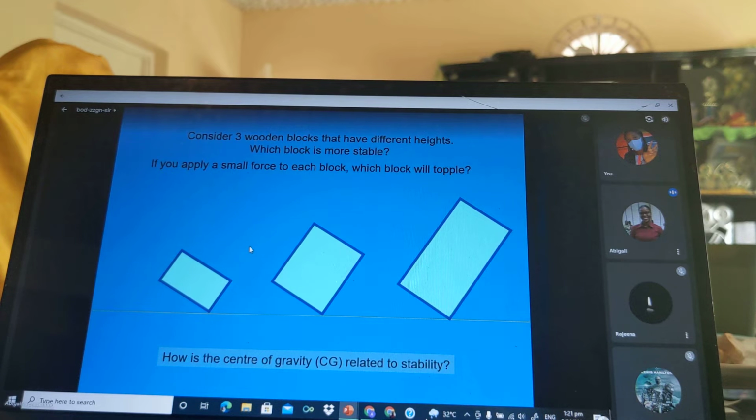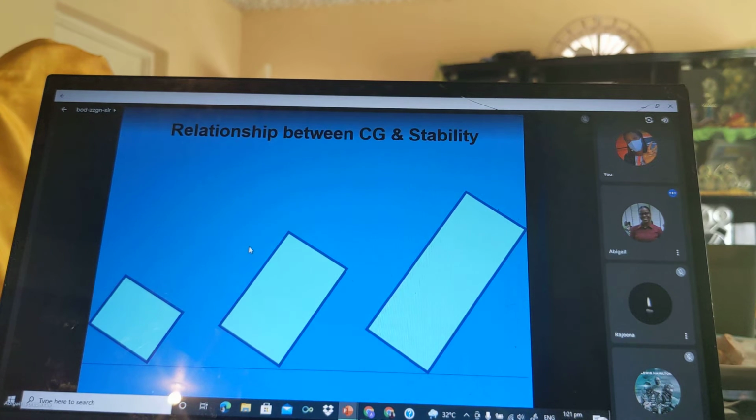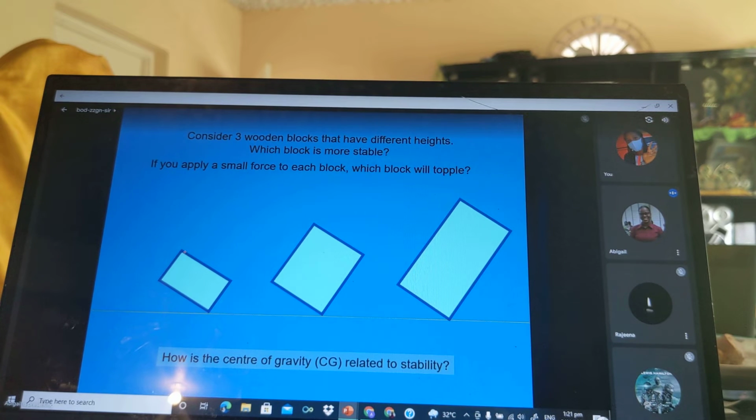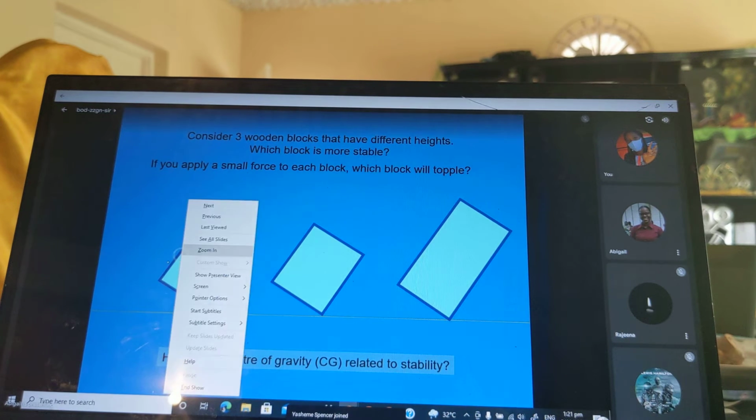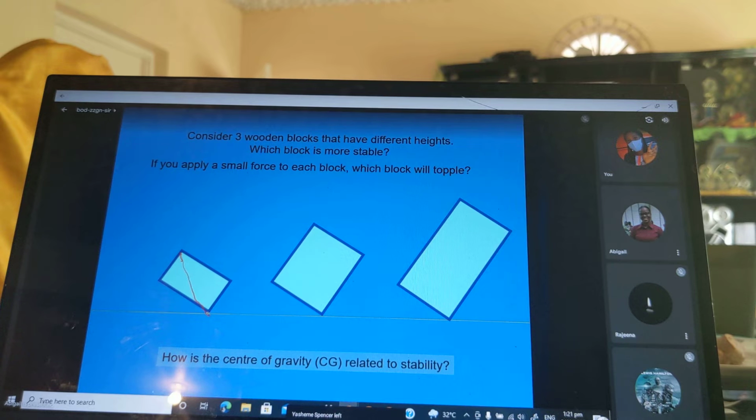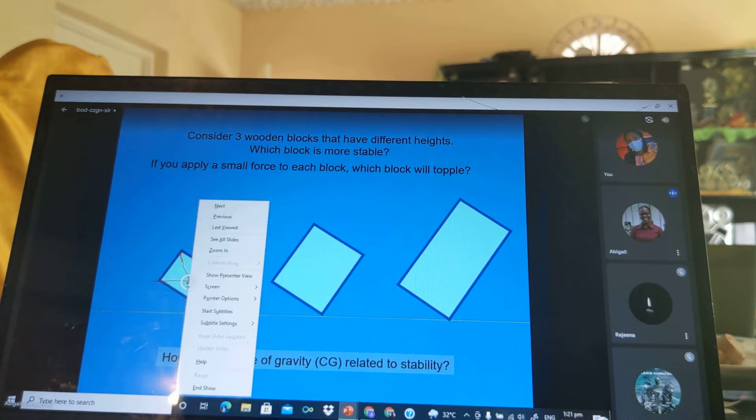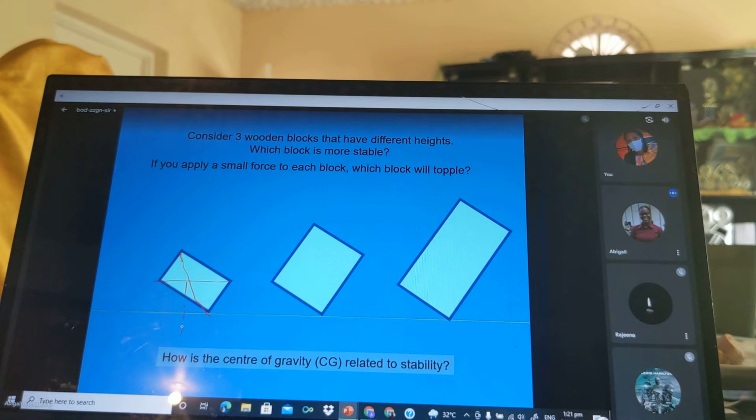Now, basically, to find which block would be more stable, we would find out where the center of gravity of each of the blocks is. So we're going to find out where the center of each of these blocks is. So basically, we would draw our little diagonals, like so. And the center of gravity will be acting from this point downward. It's the same place. You find the center of gravity here.